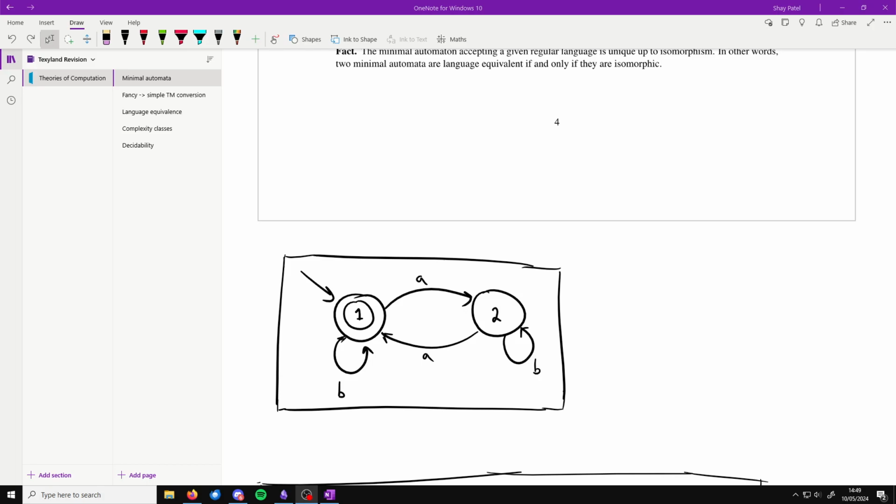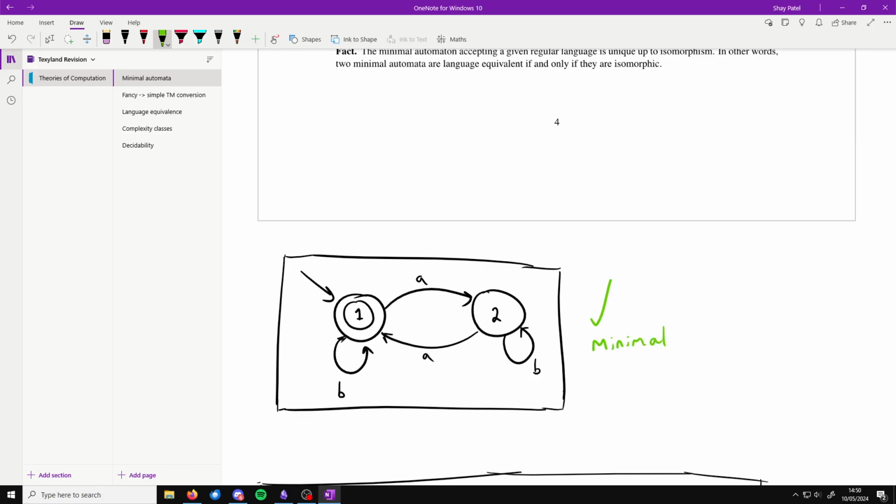I think we got a bit confused there, but we reached the right answer. So 1 is accepting and 2 is not, which is the exact reason why this is a minimal automata. Both of these states will accept different words. For example, 1 accepts epsilon, but 2 doesn't accept epsilon. And 2 accepts A, while 1 doesn't accept A. So both of these states are unique, they are not equivalent, and so this is minimal.